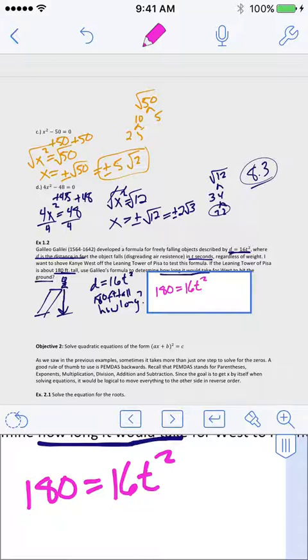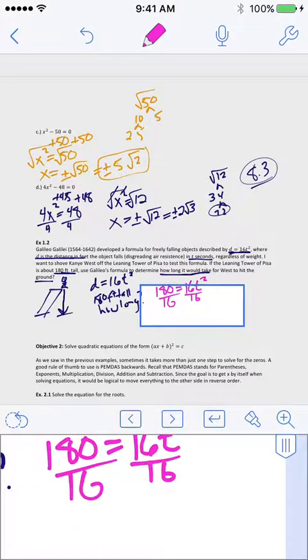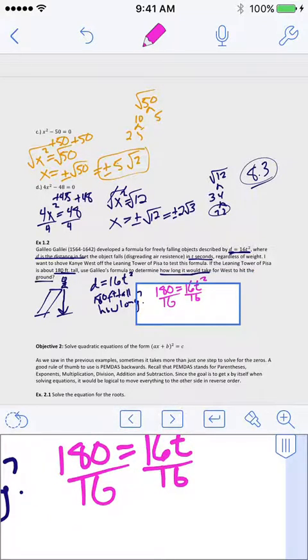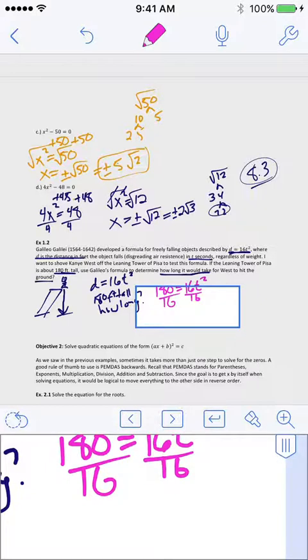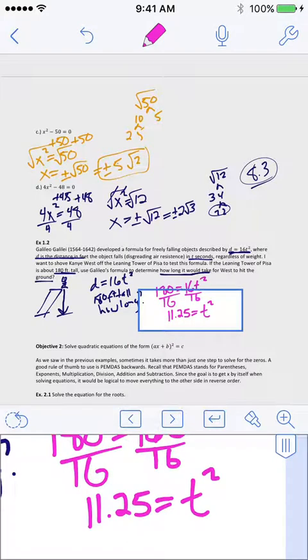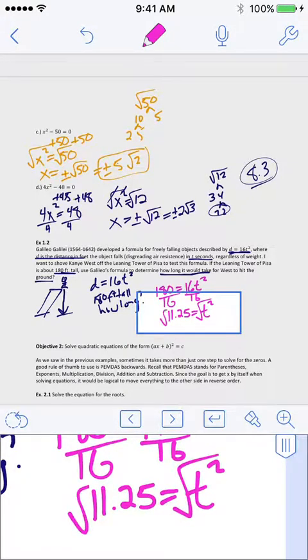Now I can go ahead and solve. Divide by 16, right? Start farther away from the variable. 180 divided by 16 would be 11.25, which is equal to t squared. Now I can take the square root of both sides.